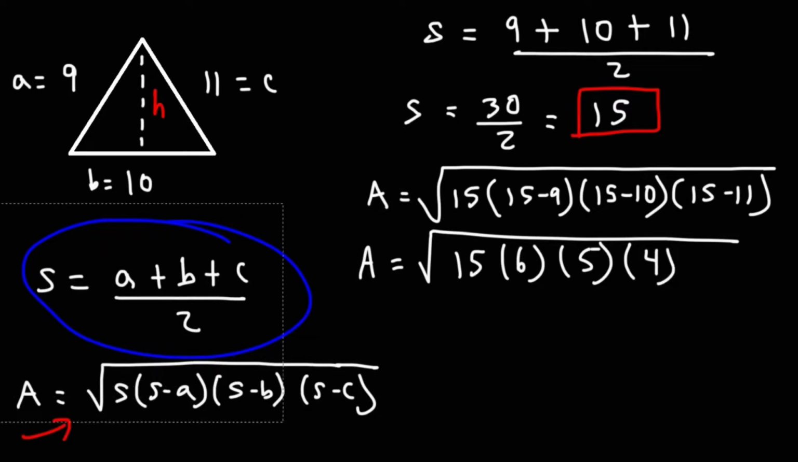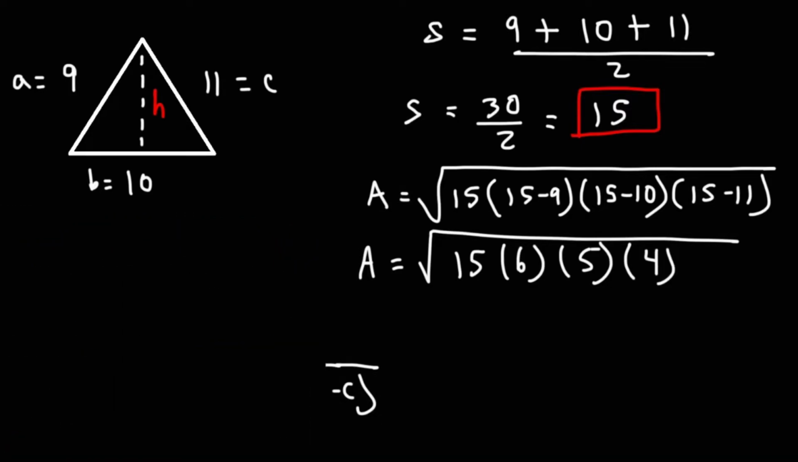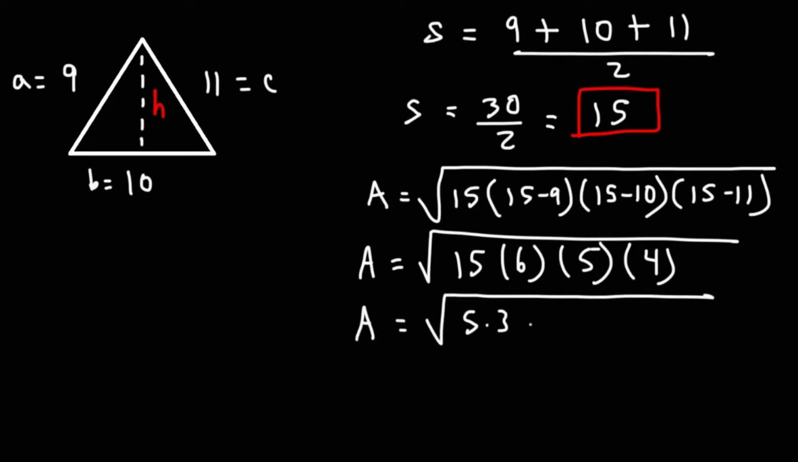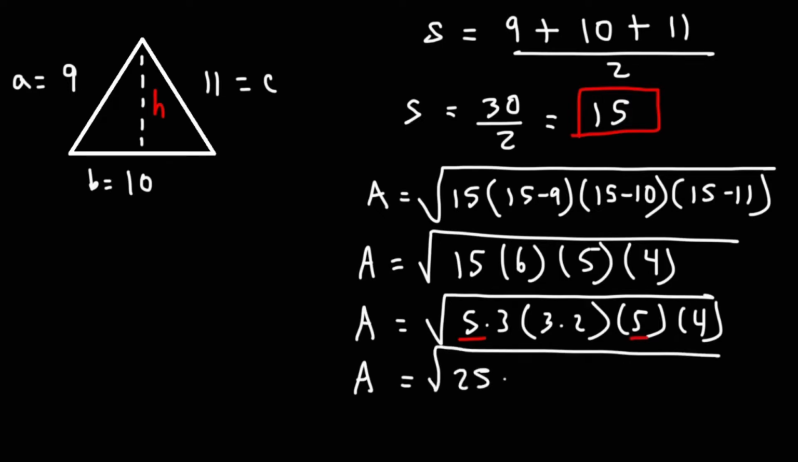So rather than plugging this whole thing into a calculator, let's see if we can simplify it so that we can get the exact value in this expression. So first, I'm going to break down 15 into 5 and 3. 6, I'm going to write that as 3 and 2. I'm going to leave the 5 and the 4 alone. Now I'm going to combine 5 and 5 and make that 25. And then 3 and 3, I'm going to make it 9. And then I'm going to leave this 4 alone, and I'm not going to change the 2.